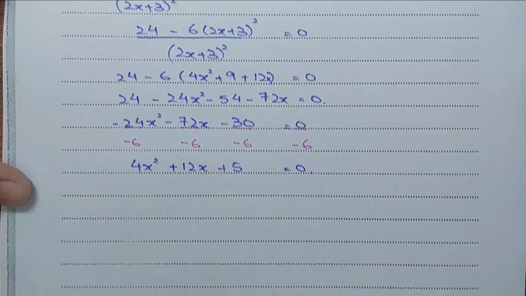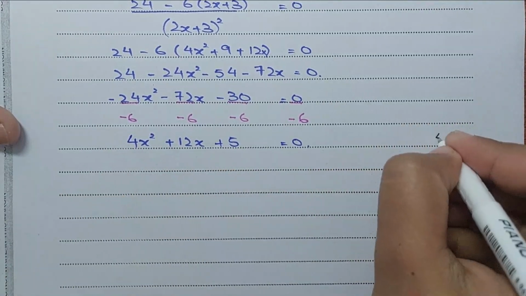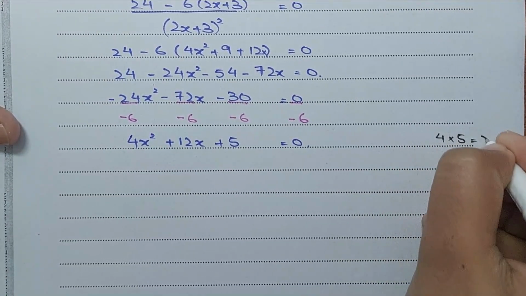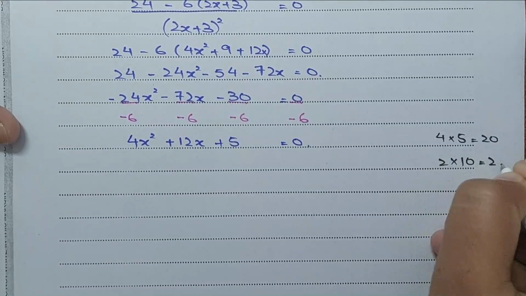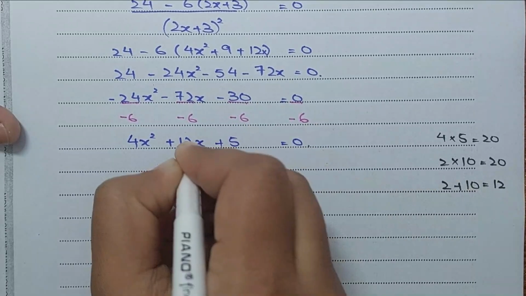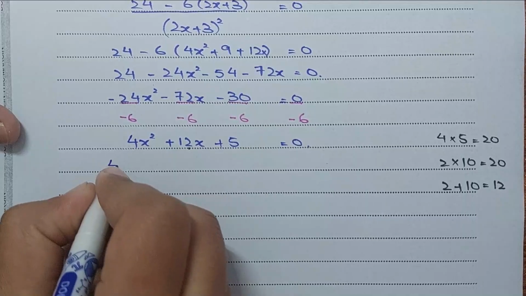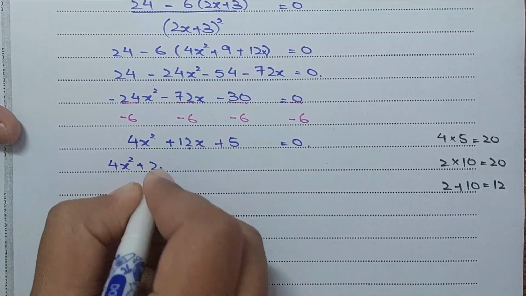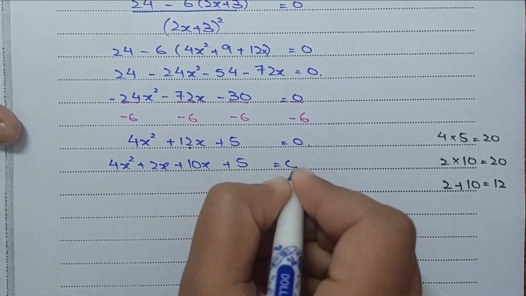Now this is a quadratic equation in x, right? We can factorize it or apply the quadratic formula. Let me do the factorization. 4 times 5, which is 20. Factors of 20, 2 times 10 is also 20. And when you do 2 plus 10, that is equal to 12. So we can break the middle term with 2 and 10. 4x squared plus 2x plus 10x plus 5 equals 0.